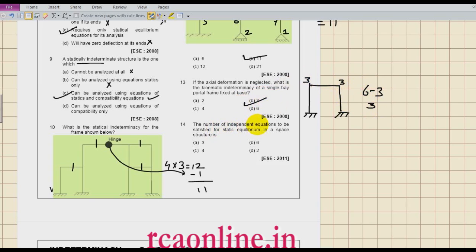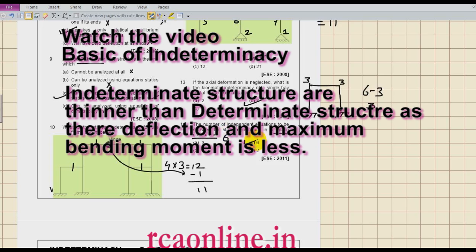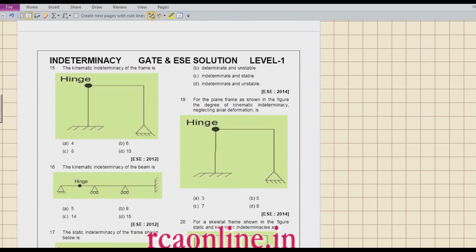Now the next, the number of independent equations to be satisfied for static equilibrium in a space structure. I have discussed in my videos that for a space structure we need 6 equations. So what is the right answer? It is B. Now see the next, the kinematic indeterminacy. Hinge gives kinematic indeterminacy of 4, 3 here and 1 here. So how much do I get? 8. So 8 is the answer.